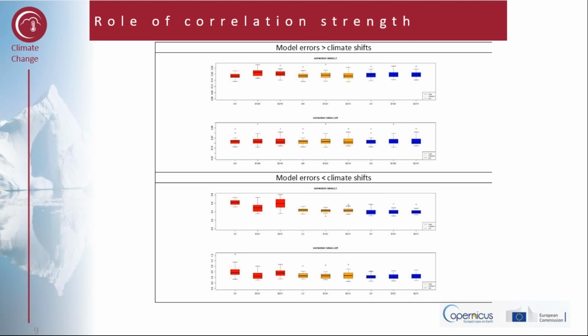Then we tried different types of correlation between both variables in the bivariate setting, and we ended up with the conclusion that the strength of the correlation does not seem to have any impact on the robustness or on the results of the bias adjustment. So this is true whatever the strength of the correlation between both variables.